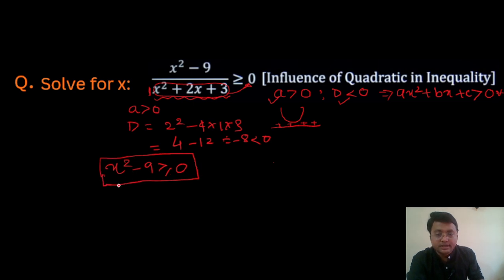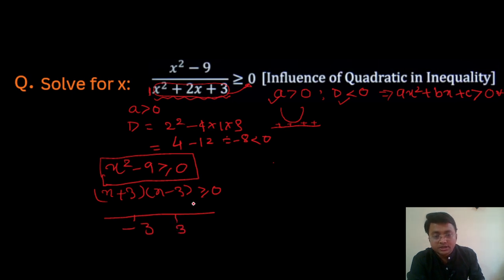How will you solve? a² − b². We can apply here (a + b)(a − b) greater than or equal to 0. Now you can apply the wavy curve method. How will you apply it? See here. First you will find the critical points. So we have critical points −3 and 3.